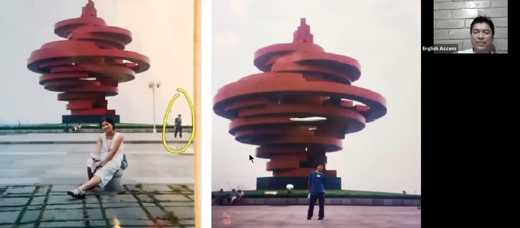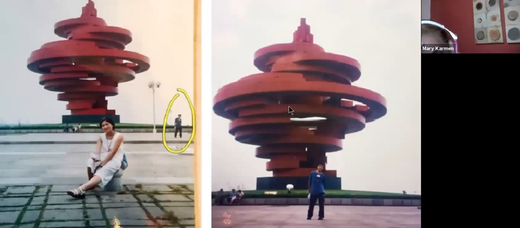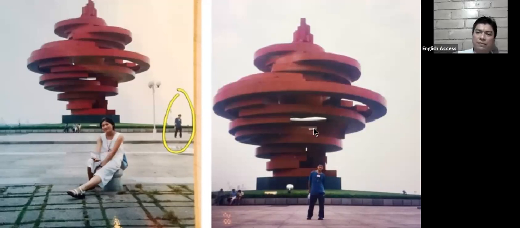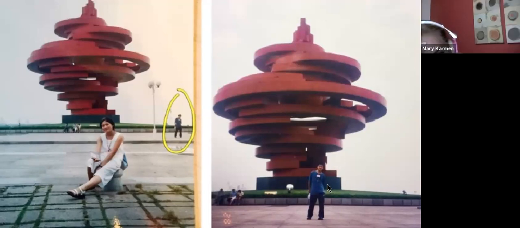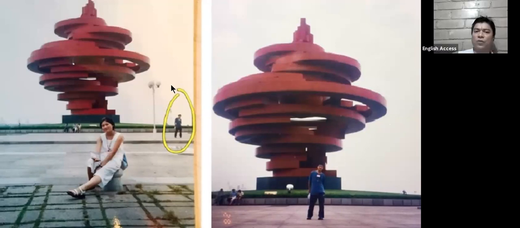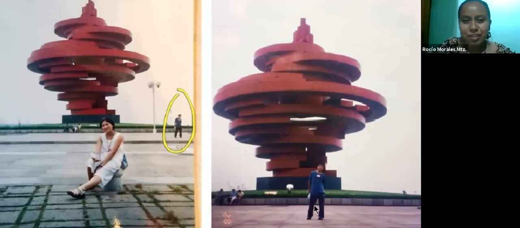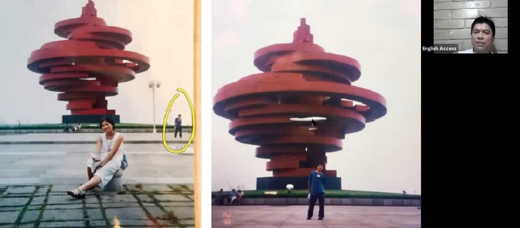All right. What do you see in the picture? A man and a big structure, a monument. And a girl. These are two different pictures, right? Yes. So in this same place, the man took a picture in front of this monument, and this lady took another picture, and the same guy appeared in her picture.